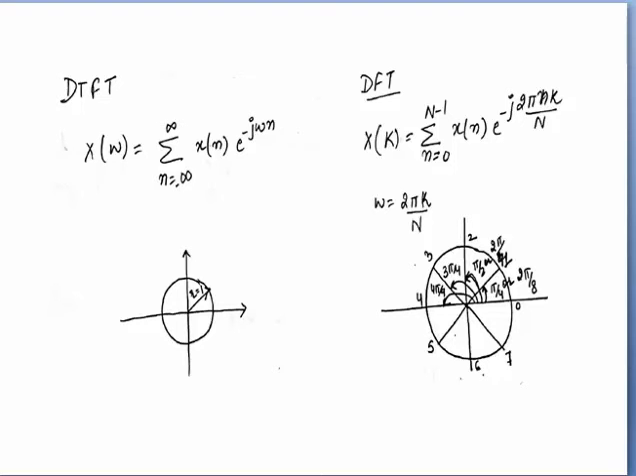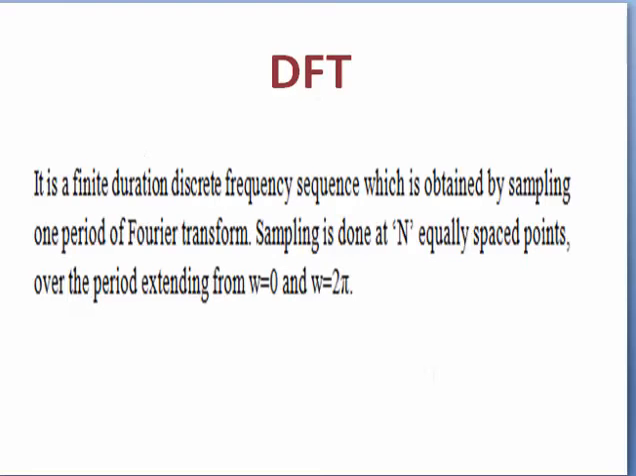Next is how to define DFT, the definition of DFT. So the DFT definition is, it is a finite duration discrete frequency sequence which is obtained by sampling one period of the Fourier transform. Sampling is done at N equally spaced points over the period extending from omega equal to 0 to 2 pi radians. We have already discussed this in the previous slide.